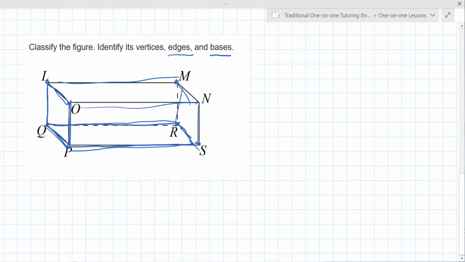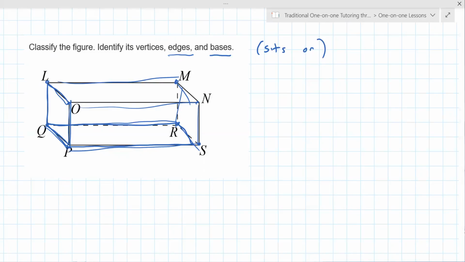So I'm going to say the base is PQRS. I'm just looking at the rectangle. No, that's wrong. PQRM, it's also wrong. L, M, N, O, Q, R, S, P. Yeah. Okay. So the base is generally what it sits on. Like you sit on your butt, that's your base. Yes. Okay.